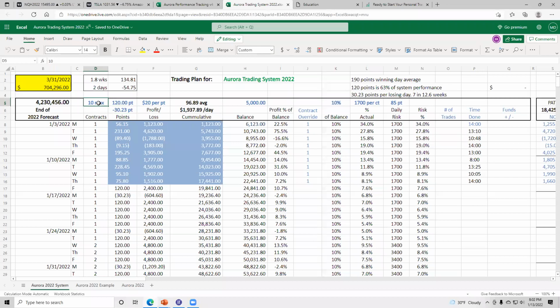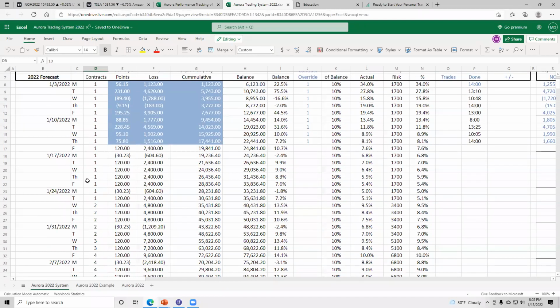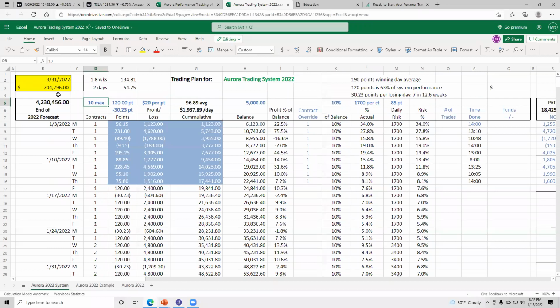We may be willing to trade as many as 10 contracts, to scale up to 10 contracts, but the personal trading plan is going to provide that scale progression for us. And that actually projects a $4.2 million profit income for 2022. So we'll get into more of this in session 4, which will be next week.